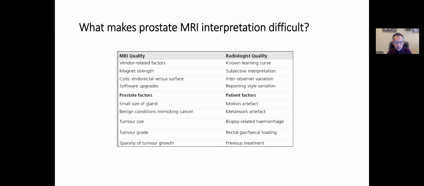Those who are experienced in doing this are going to have better inter-observer reproducibility, but there is a significant subjective interpretation issue that exists even with this technique. Reporting style variation is also an issue. A patient factor you should be aware of is that when a patient has any metal artifacts or metal devices in their body, typically MRI is not performed, or MRI is not reliable. Biopsy-related hemorrhage can also produce artifacts, and that can cause difficulty in reading. Previous treatment is also another factor.